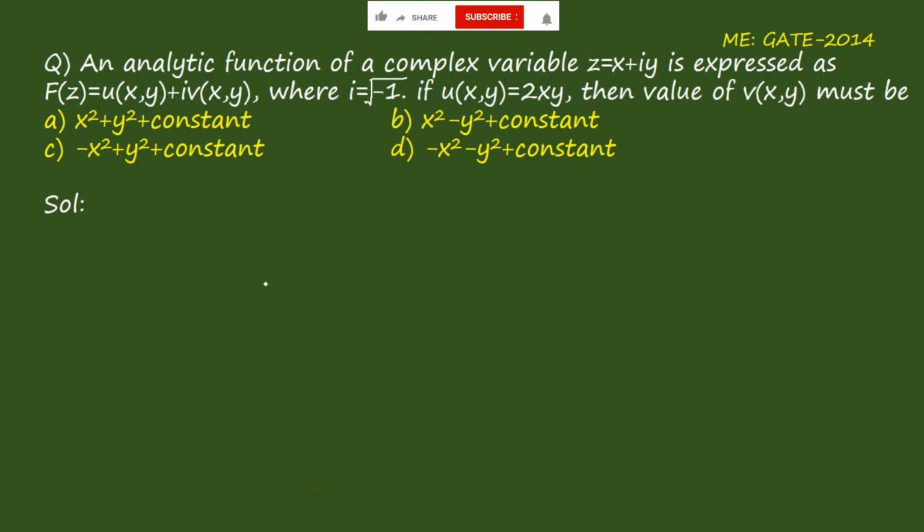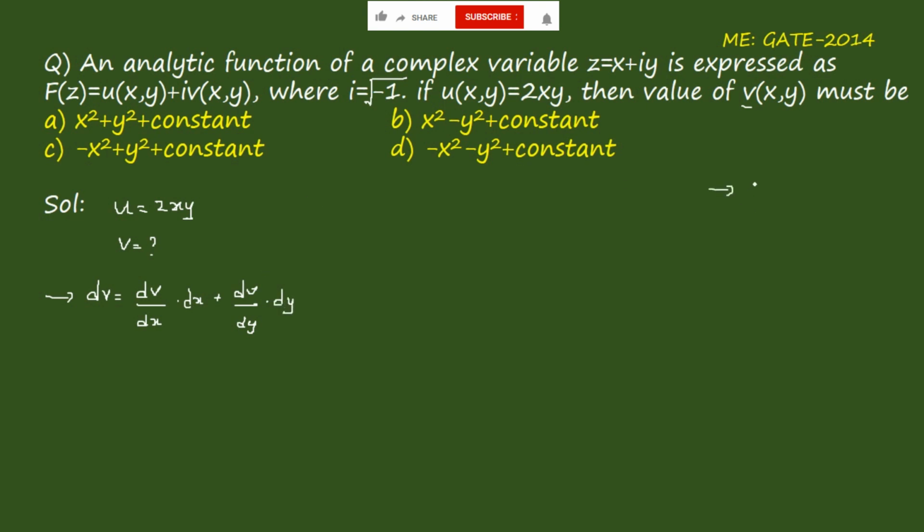Now come to the next question. The question is: the analytic function of a complex variable z equal to x plus iy is expressed as f of z is equal to u plus iv, where i is nothing but root minus 1. If u is equal to 2xy, we have to find the value of v, where u and v are functions of x and y, right? So they have given that u is equal to 2xy, and we have to find the value of v. Then what we do is differentiate v with respect to x and y. So it becomes dv by dx into dx plus dv by dy into dy, right?